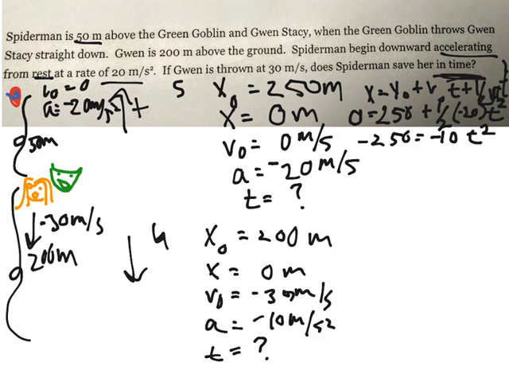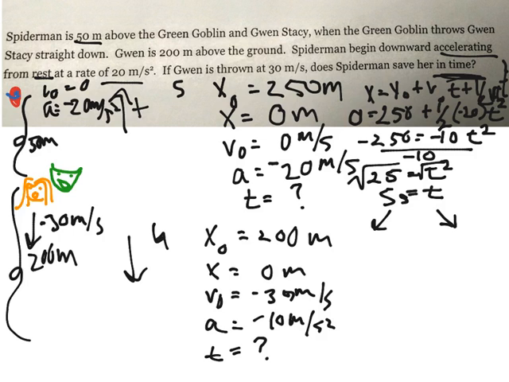T squared. Divide by that negative 10, so you're going to get 25 is equal to t squared. Square root both sides, and t will equal 5 seconds. So from this point, there's two ways to go about figuring out if Gwen hits the floor before Spider-Man can save her.